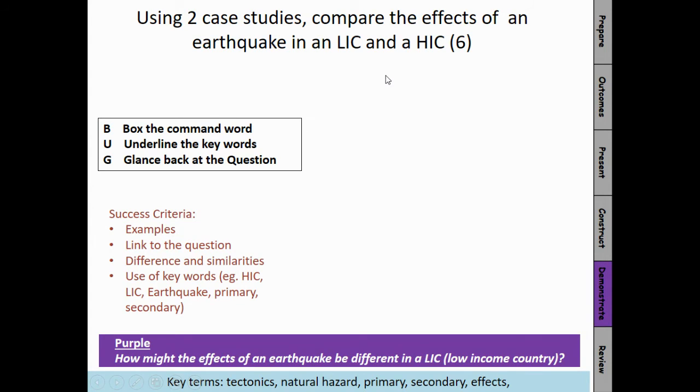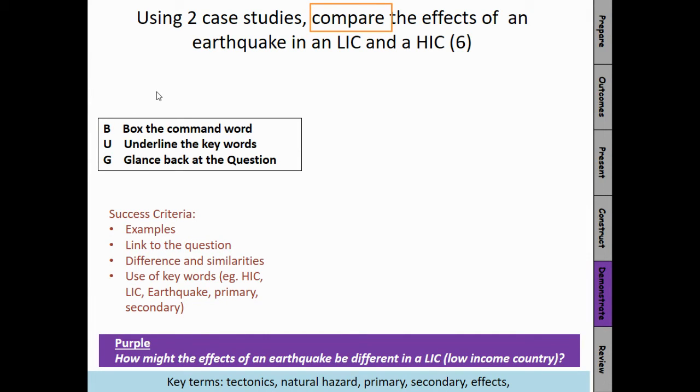So I'm going to go through the BUG technique with you again and explain what that is. So my advice to you would be to write down this question. So listen to how I've broken it all down first, and then pause the video and then write it down. So the first one to do is to box the command word. So we've got compare here. Okay, so in last lesson you were looking at describe. Describe is just say what you see. Okay, whereas compare, you now need to be looking at the two different countries.